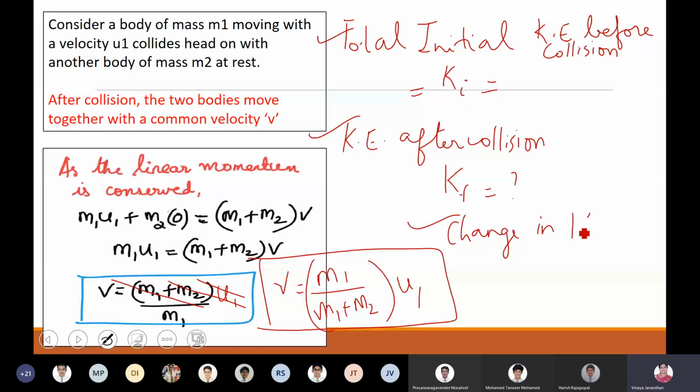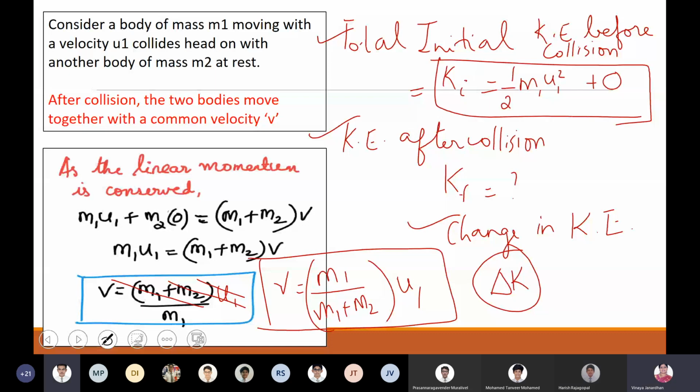What will be the total kinetic energy before collision? Half m1 u1 squared. The second one is 0 because the second body was initially at rest.